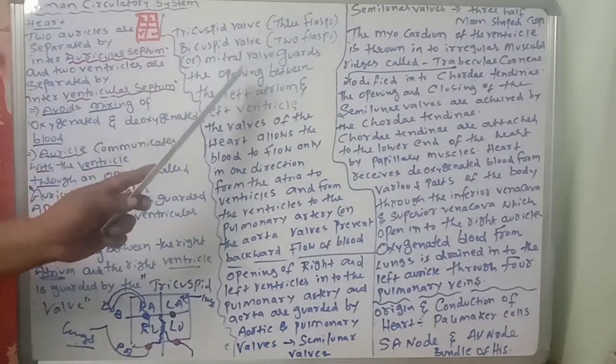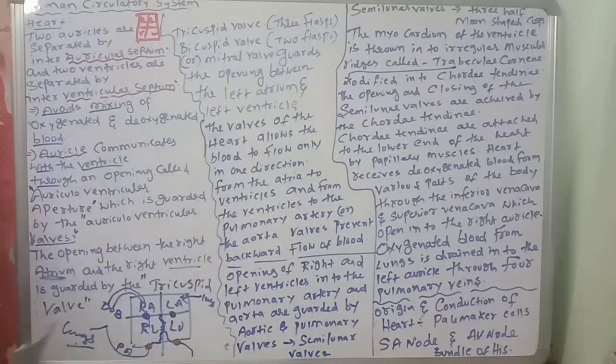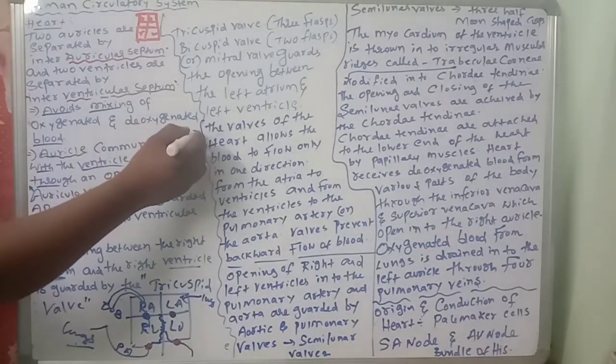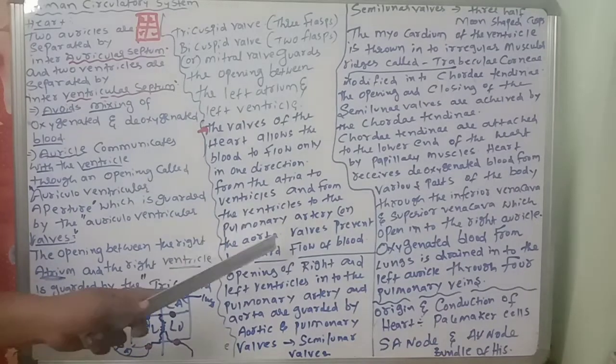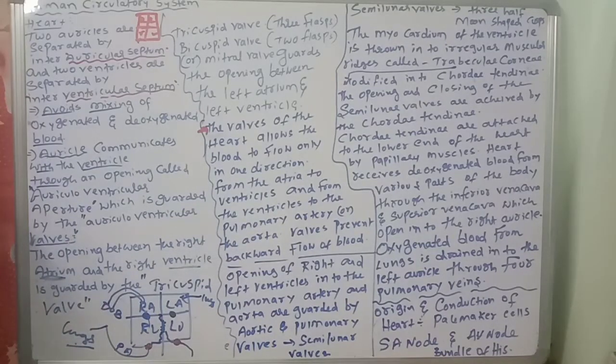The mitral valve guards the opening between the left atrium and the left ventricle. The valves of the heart allow the blood to flow only in one direction, from the atria to the ventricles, and from the ventricles to the pulmonary artery and aorta. The valves prevent the backward flow of the blood.